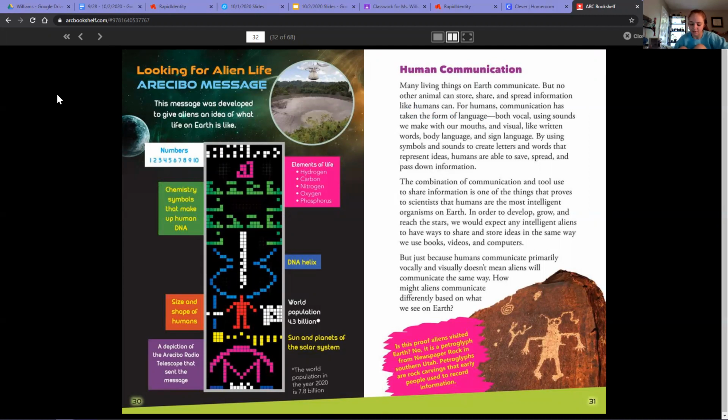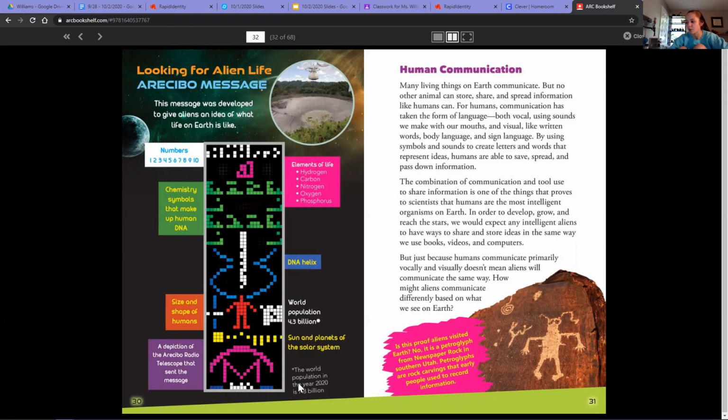Looking for alien life, the Arecibo message. This message was developed to give aliens an idea of what life is like on Earth. Numbers 1, 2, 3, 4, 5, 6, 7, 8, 9, 10. Elements of life: hydrogen, carbon, nitrogen, oxygen, phosphorus. Chemistry symbols that make up human DNA. DNA helix, the size and shape of humans, world population, 4.3 billion, which has increased since then.